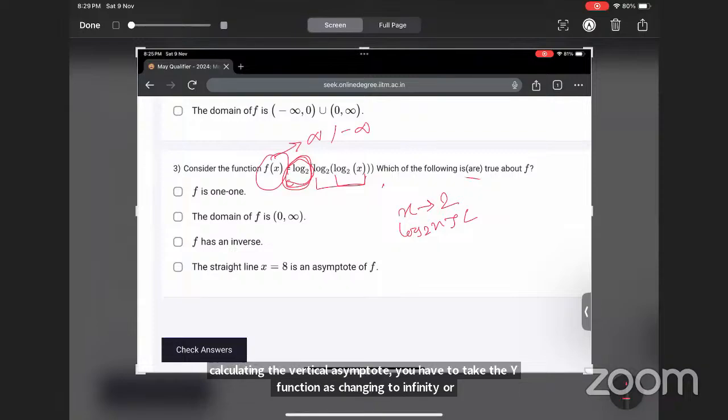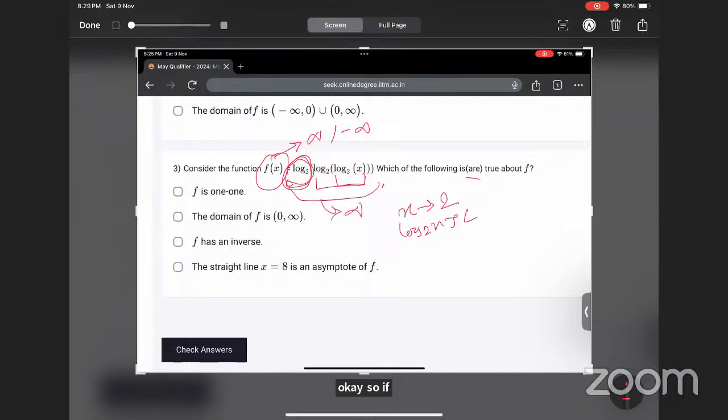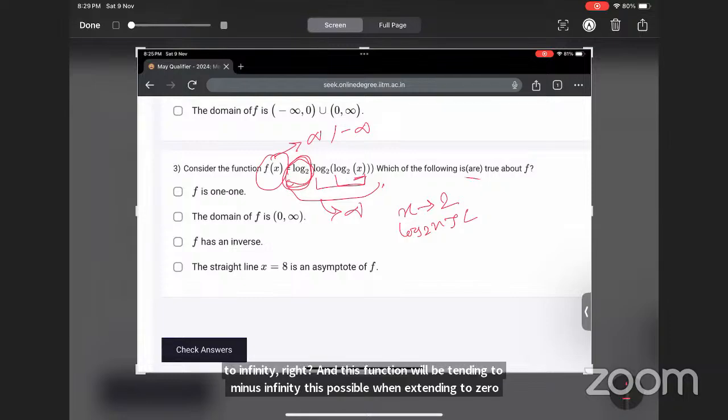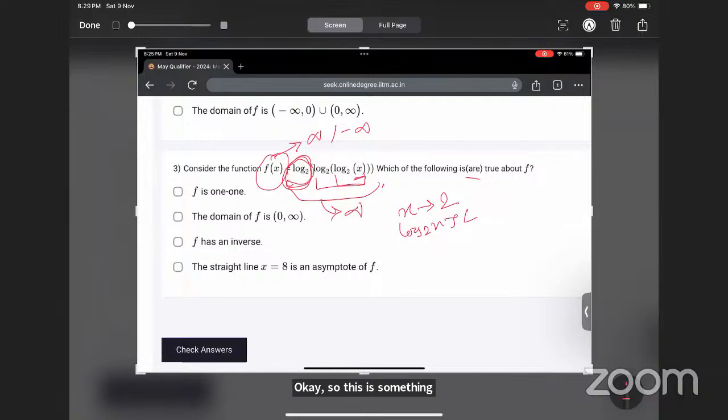So this function tending to infinity is possible when x tends to infinity, and this function tending to minus infinity is possible when x tends to 0. So basically this happens at the boundary points. This is something general, whether it is an exponential or logarithmic function, you just have to check at the boundary points. Is it clear? My point is clear.